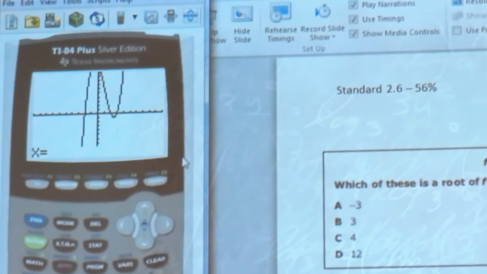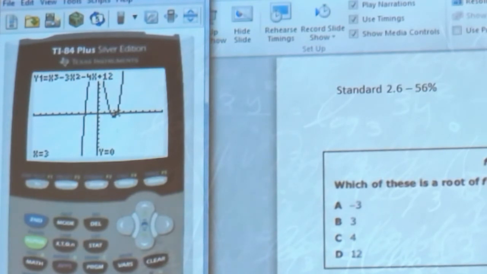If I plug in a negative 3 and hit enter, it's a negative 30. That's not a 0. A 0 is going to be here, here, or here. So I put in a 3. That's a 0. Do not do any more work than you have to. That's a 0. I'm done. Does that make sense to you?